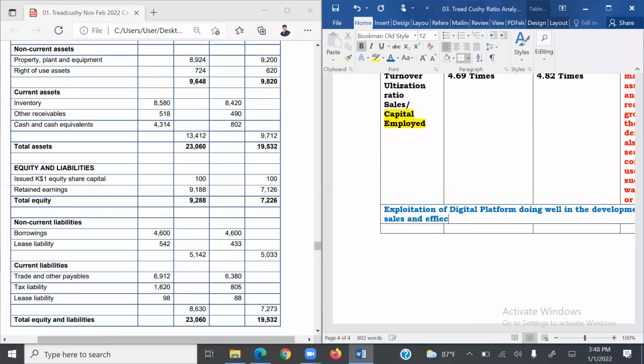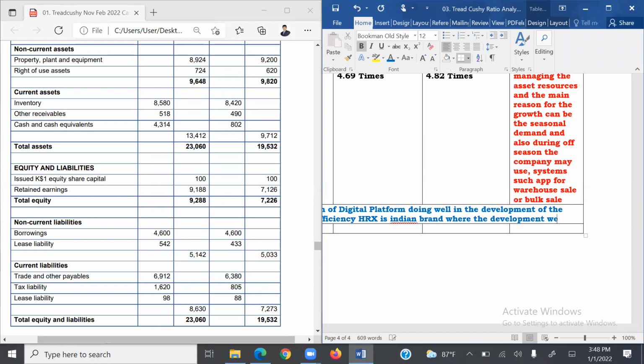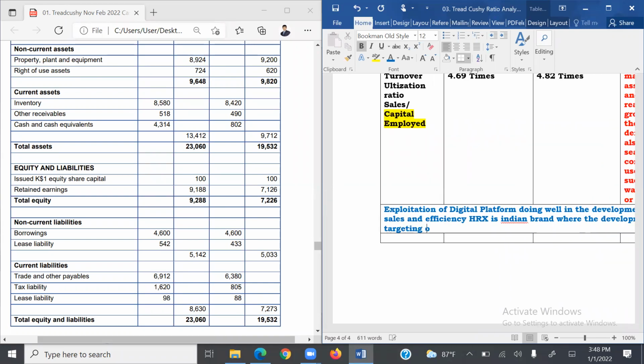So I will give you a practical example as well. Students, you may be knowing HRX, right? This brand is there, right? HRX, Hrithik Roshan's brand, is an Indian brand where, students, what happened? The development was targeting online users. Targeting whom, students? Targeting online users.